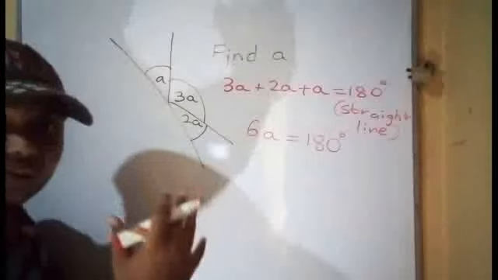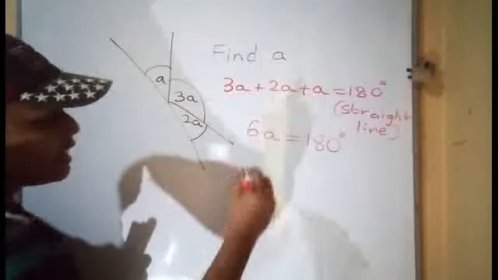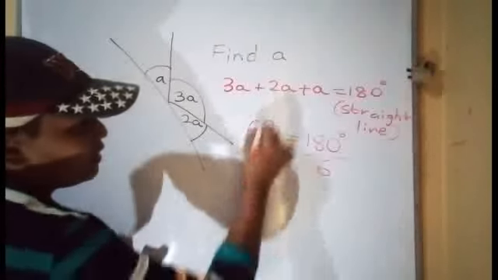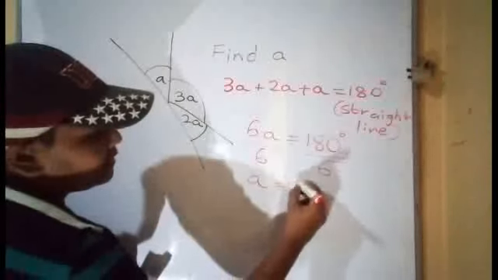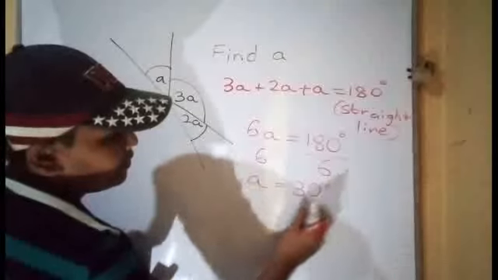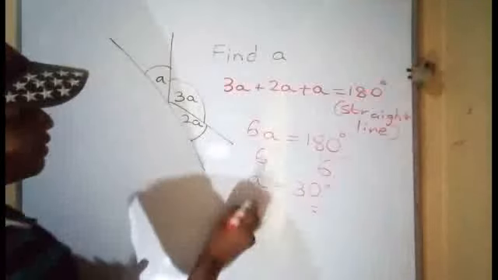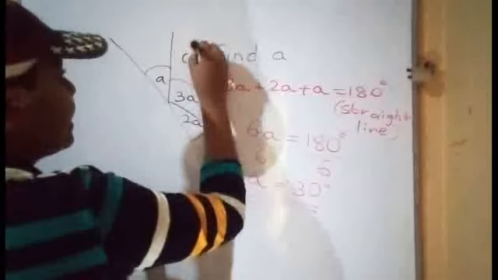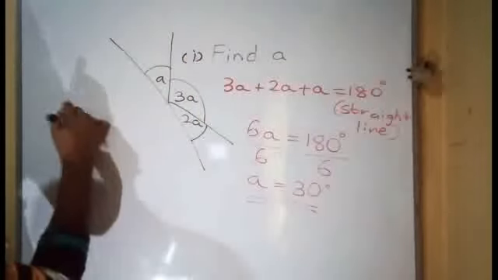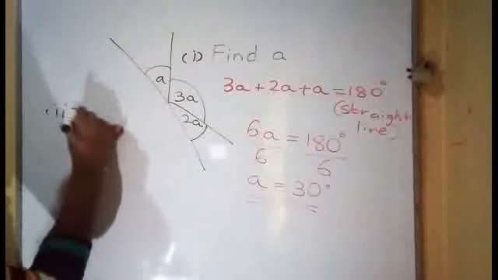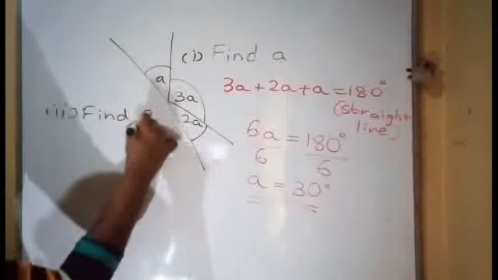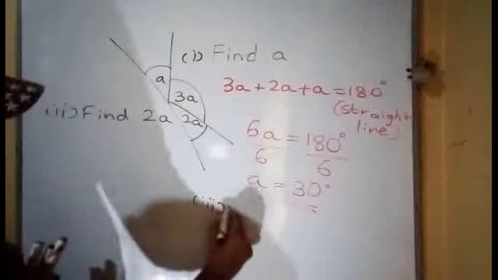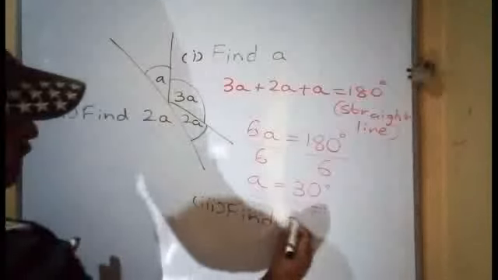So you want to find 1A. That means you divide both sides by 6. So now A equals 30. Now this is row number 1. And now you have row number 2: find 2A. And the third row is find 3A.